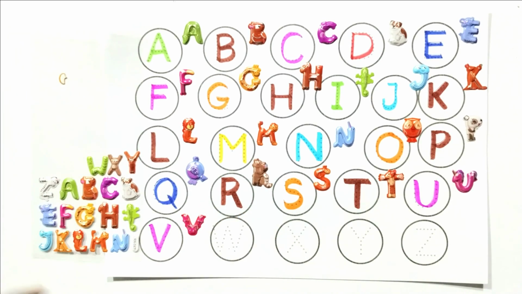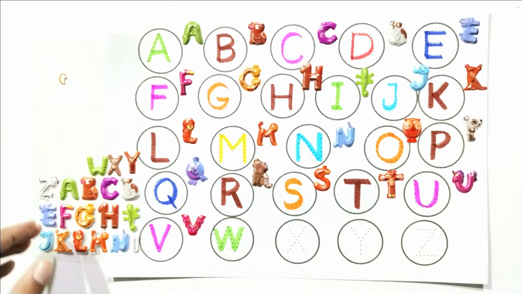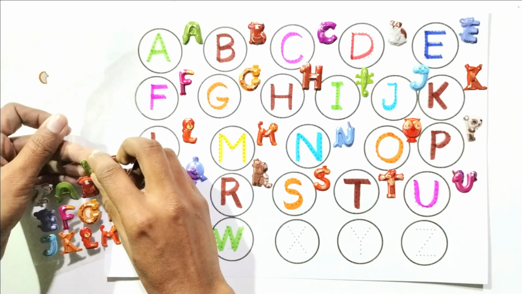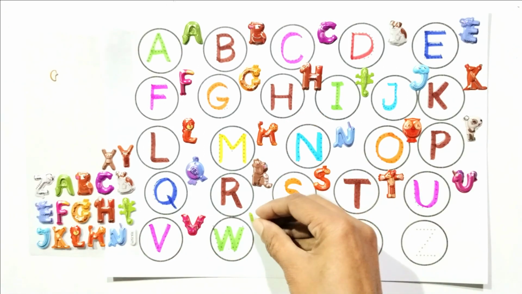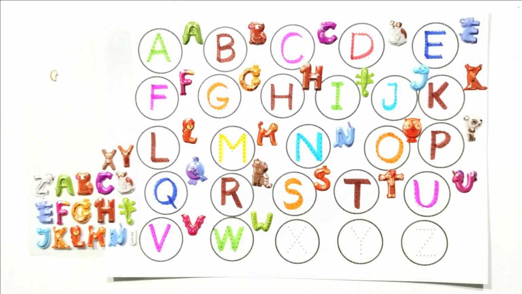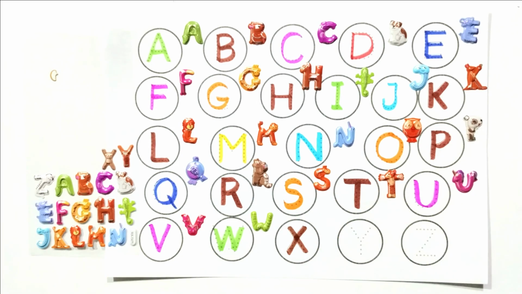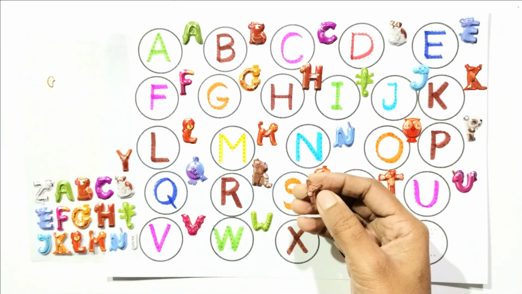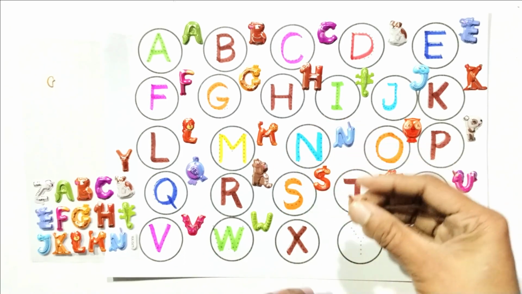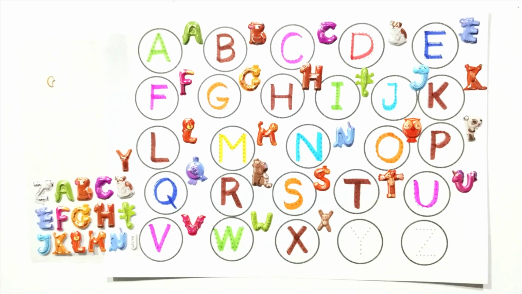Write with me W. W is for worm. Say with me worm. Write with me X. X is for xylophone. Say with me xylophone.